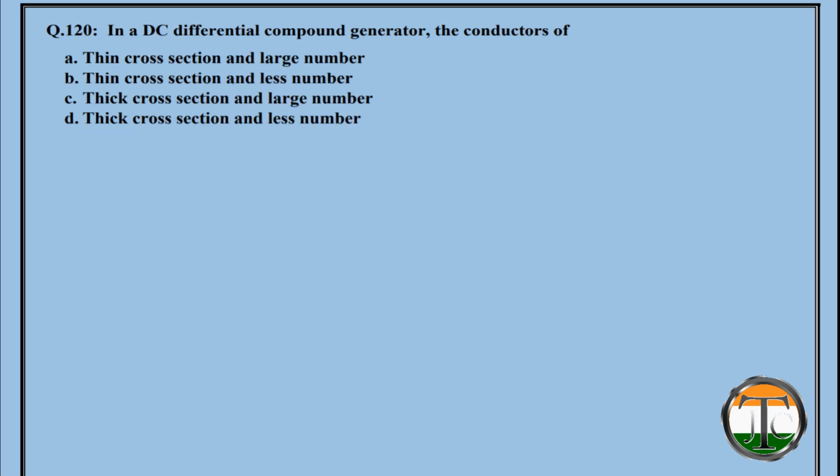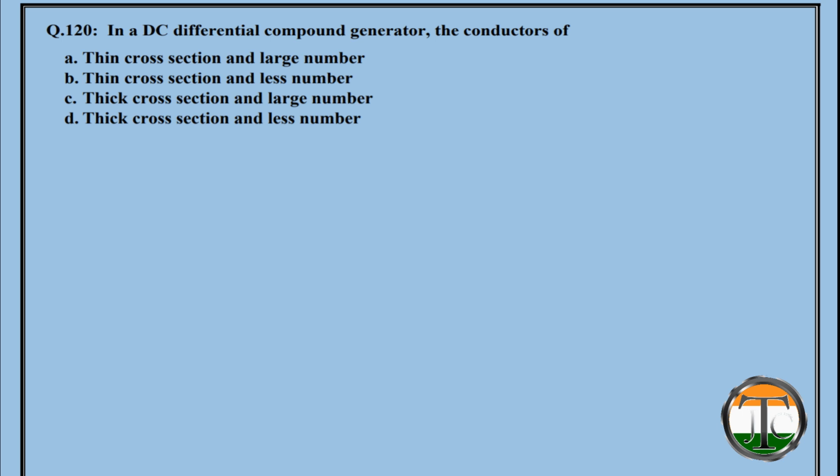So the last question is 120, that is in a DC differential compound generator the conductor is: option A is thin cross section and large number, option B thin cross section and less number, option C is thick cross section and large number, option D is thick cross section and less number. This question arises from the DC machine part. Here the question is asking what is the size of the conductor.